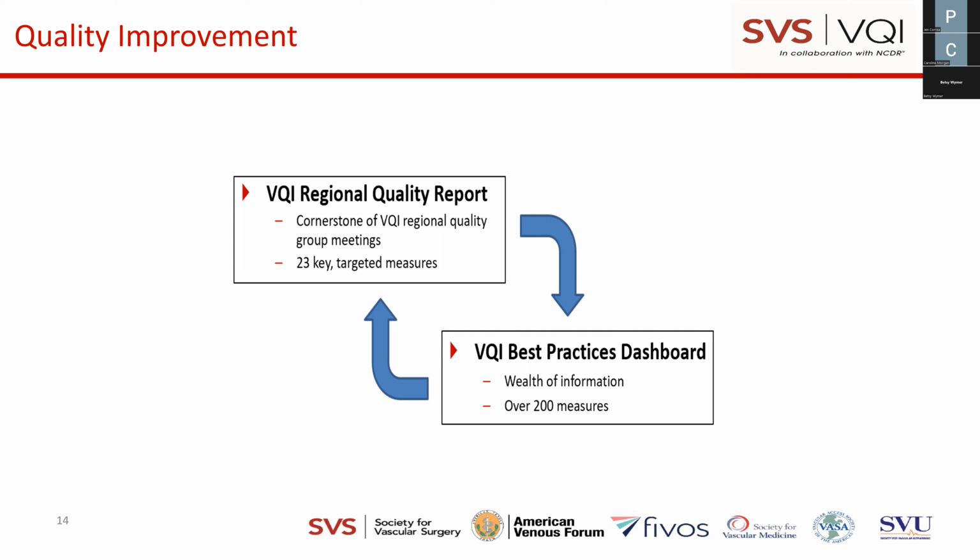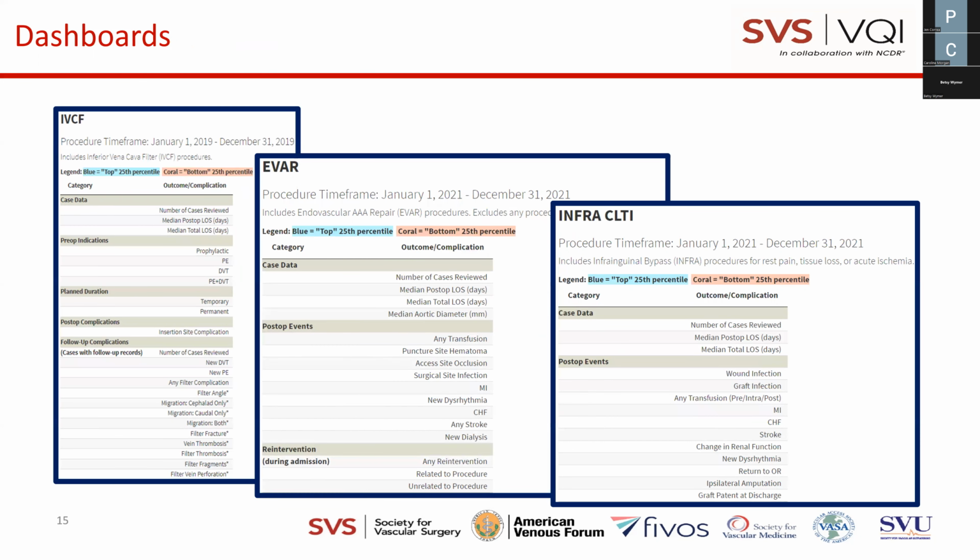And as you can see here, this slide is from Christopher, the statistician. So your VQI regional quality report, it is the cornerstone, and there's 23 key targeted measures. But also look at your dashboard because it has over 200 measures, and there's a wealth of information there. So here's a snapshot of 3 dashboards provided by Christopher. And again, you can look at your dashboards.